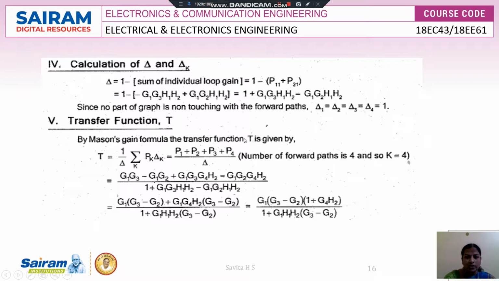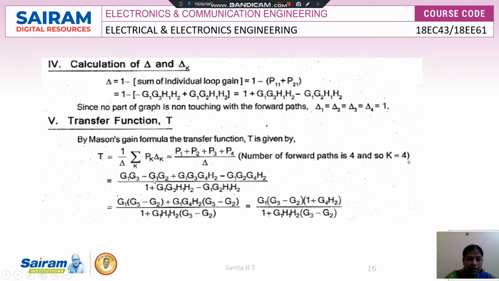Now we'll find the transfer function. In this graph the forward paths are 4, so k is equal to 4. I need to write P1 delta 1 plus P2 delta 2 plus P3 delta 3 plus P4 delta 4 by delta. Since all the delta values are 1, I have written P1 plus P2 plus P3 plus P4 divided by delta. Now we have all the values of P1, P2, P3 and P4. I'll substitute the values here: G1, G3 minus G1, G2 plus G1, G3, G4, H2 minus G1, G2, G4, H2, divided by the delta value. Already we got the delta value here: 1 plus G1, G3, H1, H2 minus G1, G2, H1, H2.